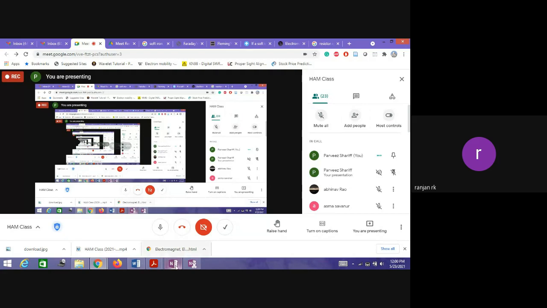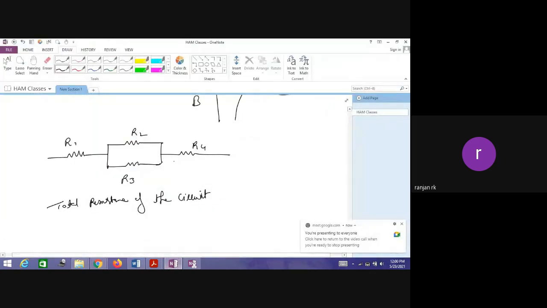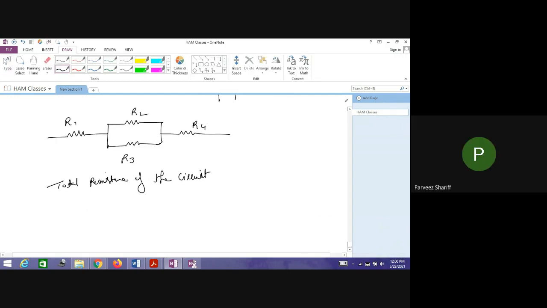R1 plus R2 parallel R3 in series with R4. Okay, so how do we start solving? From which point do we need to start solving? First solve the parallel circuit. Okay, fantastic. Thank you, madam. So first we will find the total resistance of those which are in parallel. First we will find 1 by R2 plus 1 by R3. In short, this gives us R2 into R3 divided by R2 plus R3.